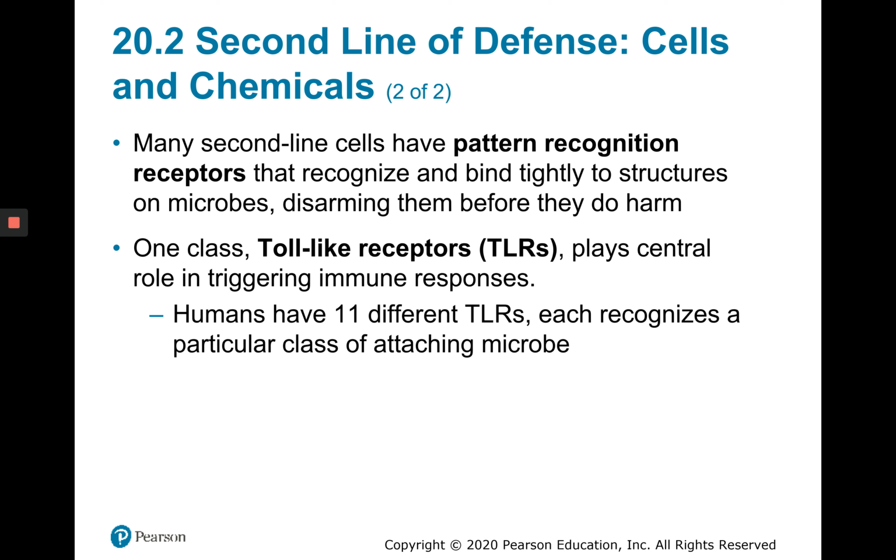Many of our second line cells are going to have a pattern recognition receptor. This pattern recognition receptor is generally a toll-like receptor, one of the most common. It plays a central role in triggering the immune response, and these pattern recognition receptors, like the TLRs, are able to recognize and bind tightly to structures on microbes. And when they do so, they disarm them before the pathogens can do harm. Humans actually have 11 different TLRs, and each is able to recognize a particular class of attaching microbe. So this may seem like the second line of defense is getting a little specific, but this is still a general recognition. It's not one particular antigen, which is what we'll see for the adaptive specific defense system.